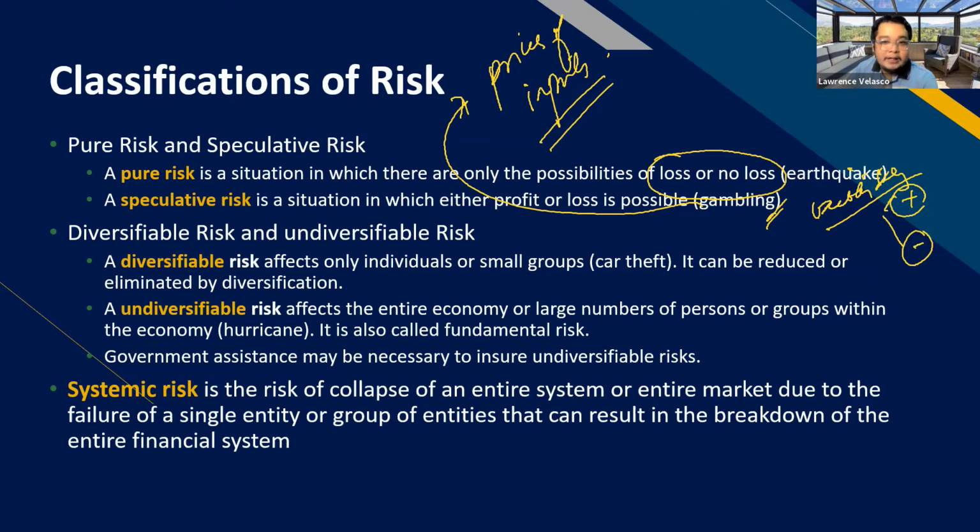Or the example here is a hurricane. It's an undiversifiable risk. If a hurricane hits the whole of Metro Manila, whatever business you have, you're affected, right? So it's economy-wide or large numbers at least, if not the whole economy. Diversifiable risks are risks that are unique to individuals or small groups. The example here is car theft, but for example, the price of crude oil increases.